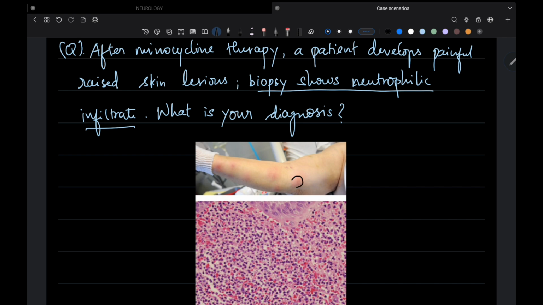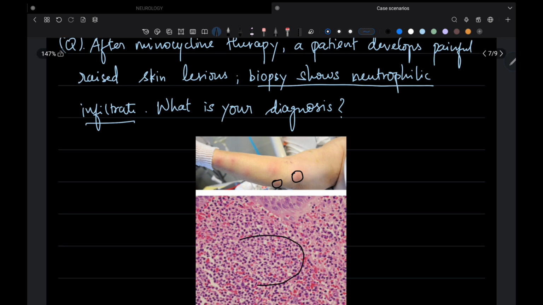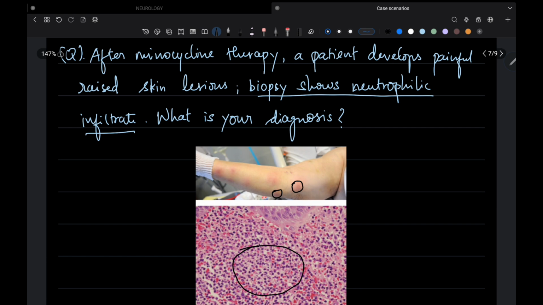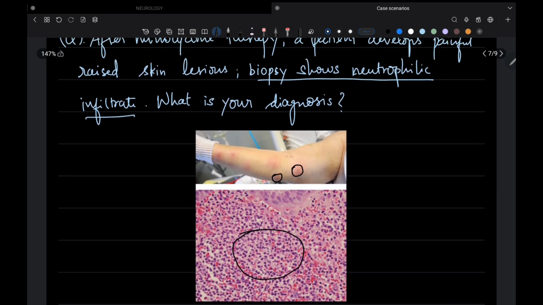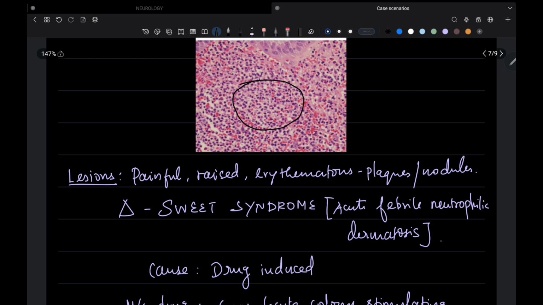These are some erythematous painful skin lesions, erythematous plaques. And here is the biopsy findings. You can see some diffuse neutrophilic infiltrates. So it points out to the diagnosis of Sweet syndrome, which is nothing but acute febrile neutrophilic dermatosis.